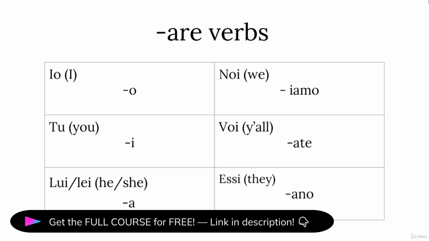For you, tu, in Italian, the desinence is i. For lui, lei, he, she, the desinence is a. For we, noi, in Italian, the desinence is iamo. For you, voi, the desinence is ate. And finally, for they, essi, the desinence is ano. I know it seems complicated right now, but let's see some practical examples.